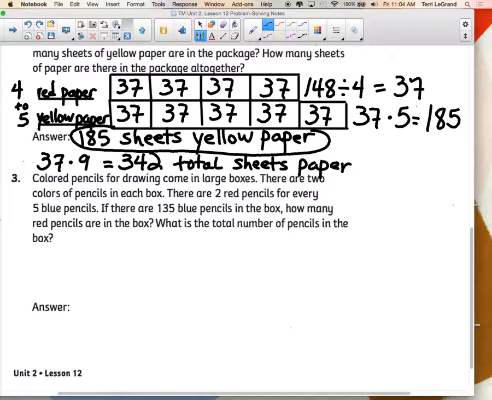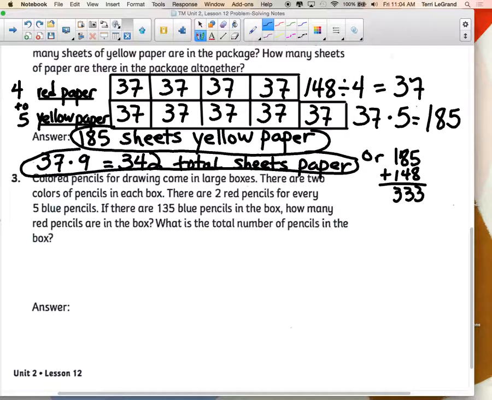Everybody agree with them? Or did somebody do it a different way? Sam, what did you do? 185 plus 148. Okay, hopefully, I calculated wrong. Or, I'm sorry, we'll see, you just recalculate then. Sam, what did you do? You took 185 plus 148, and you got 333. Is that what I heard? Okay. Wade, when you recalculated, did you get 333?